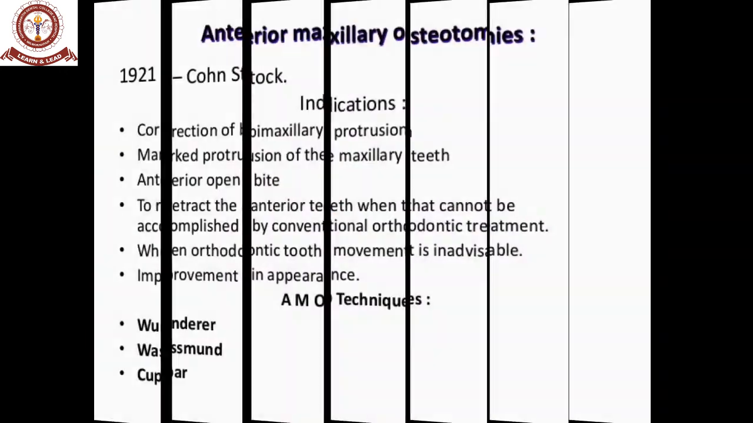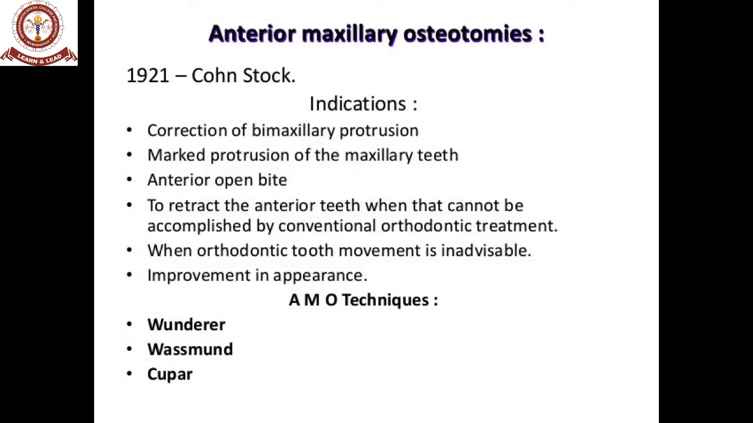So let us see about anterior maxillary osteotomy, which was first described by Cornstalk for correction of bimaxillary protrusion, marked protrusion of the maxillary teeth, and for correction of anterior open bite. Anterior maxillary osteotomy techniques, there are 3 techniques as described by Wanderer, Wasman and Cooper. So these are the 3 techniques.